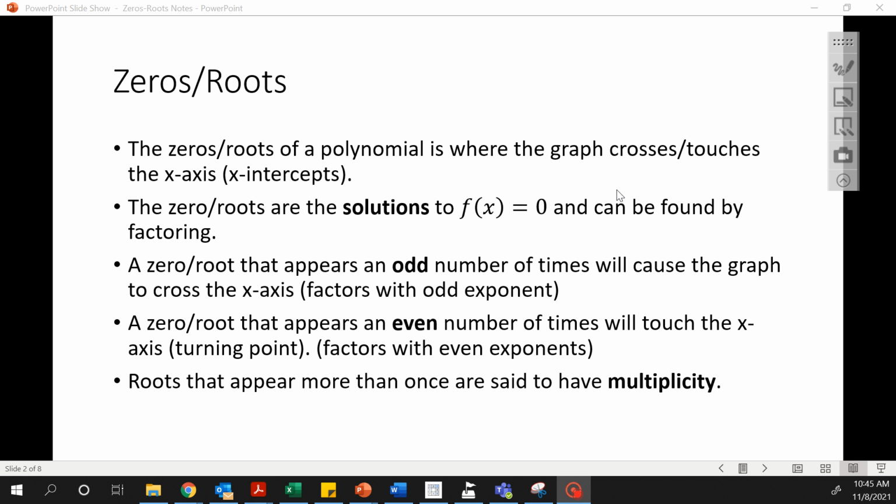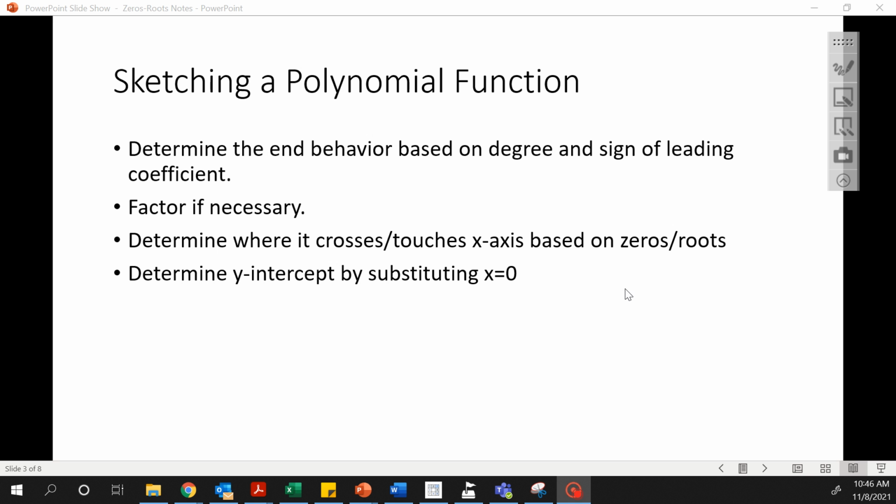They can be found by factoring. The factors give you the x-intercepts because they give you the solutions. A zero that appears an odd number of times will cause the graph to cross the x-axis. However, if that zero appears an even number of times, it will touch the x-axis and turn around, causing the x-intercept to be a turning point. Factors with an odd exponent produce an odd multiplicity, and factors with an even exponent produce an even multiplicity. Roots that appear more than once are said to have, like I just said, multiplicity.